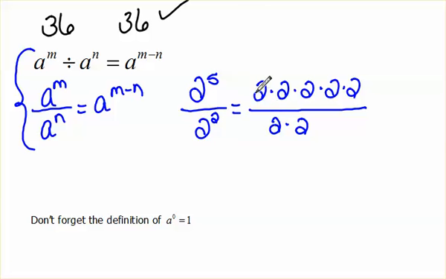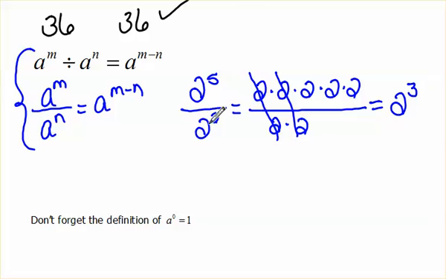And anytime you have something over itself, a lot of times we say that they cancel out, but that's not exactly true. I mean, 2 divided by 2 is 1. So that's a big 1. This is a big 1. And what do we have left? We have 2 to the 3rd power.